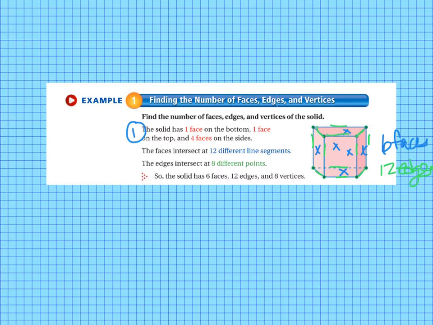And then the edges intersect at different points. So we're going to show you those different points. I'm going to put them in red so that you can see them. 1, 2, 3, 4, 5, 6, 7, 8 different points. So those are the vertices. So there's 8 vertices.